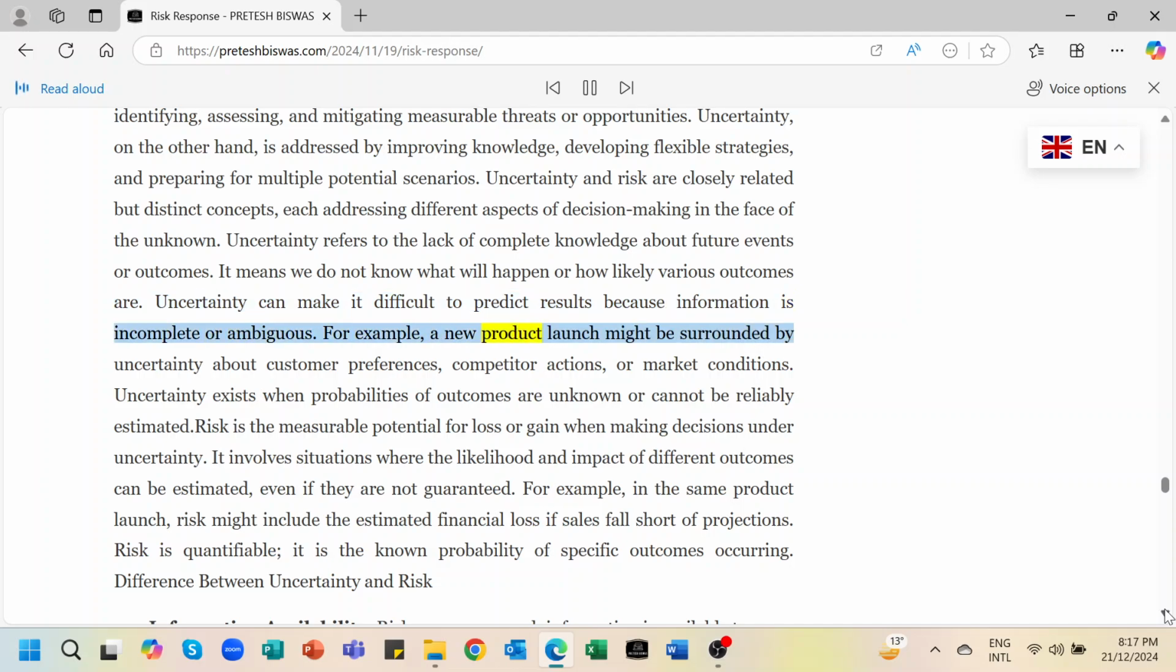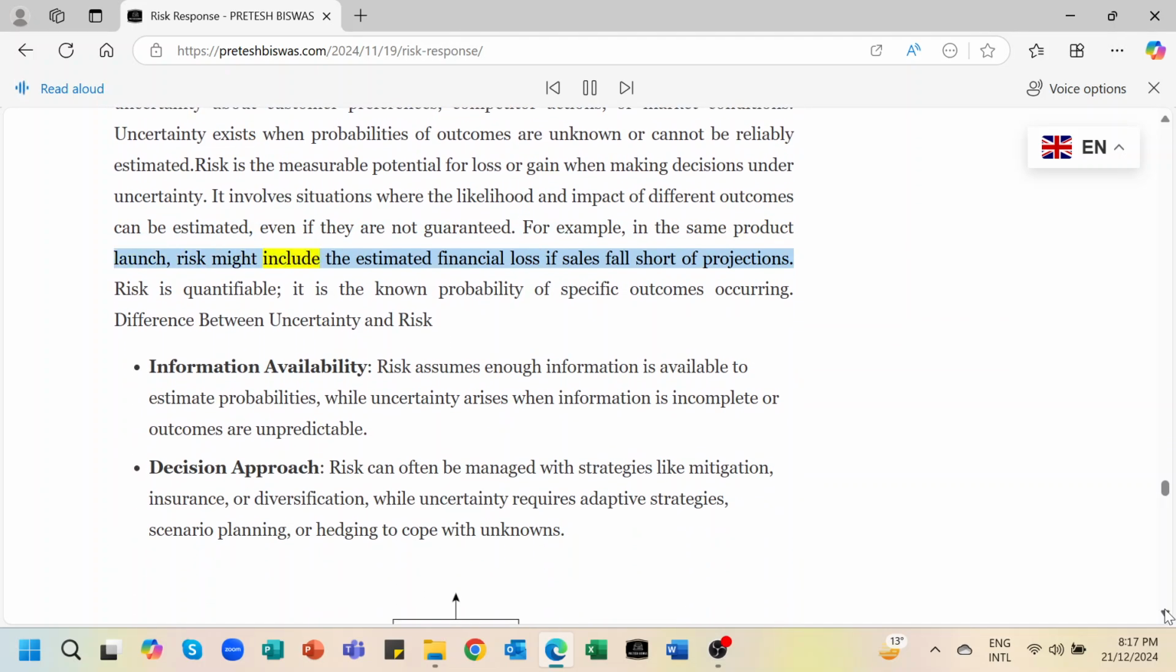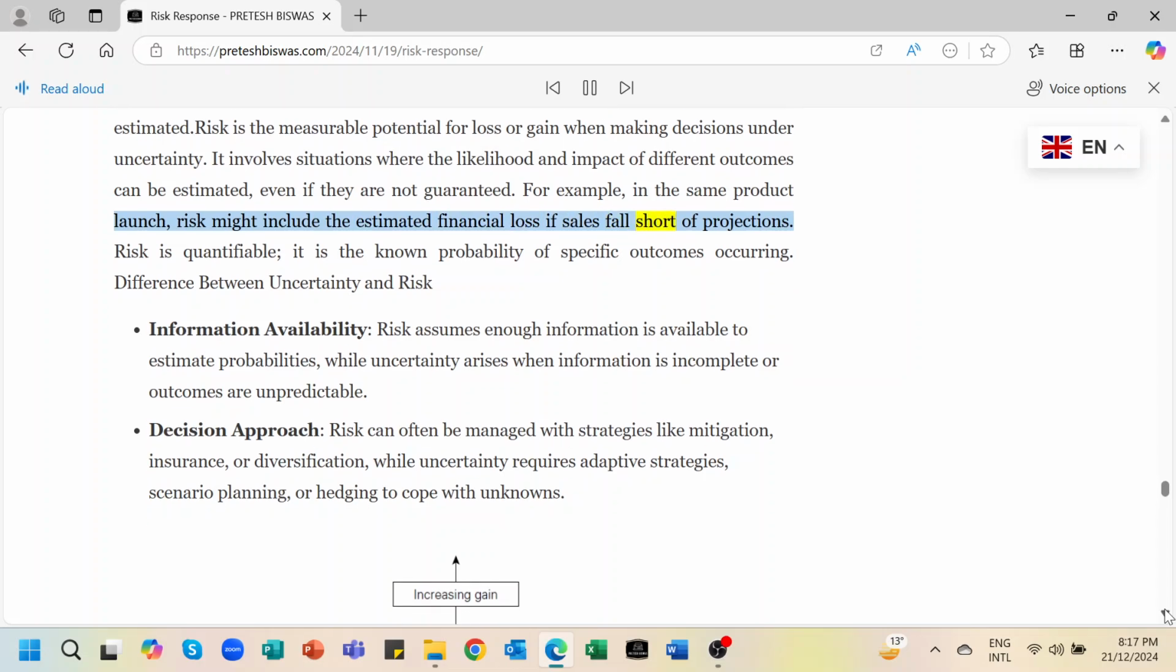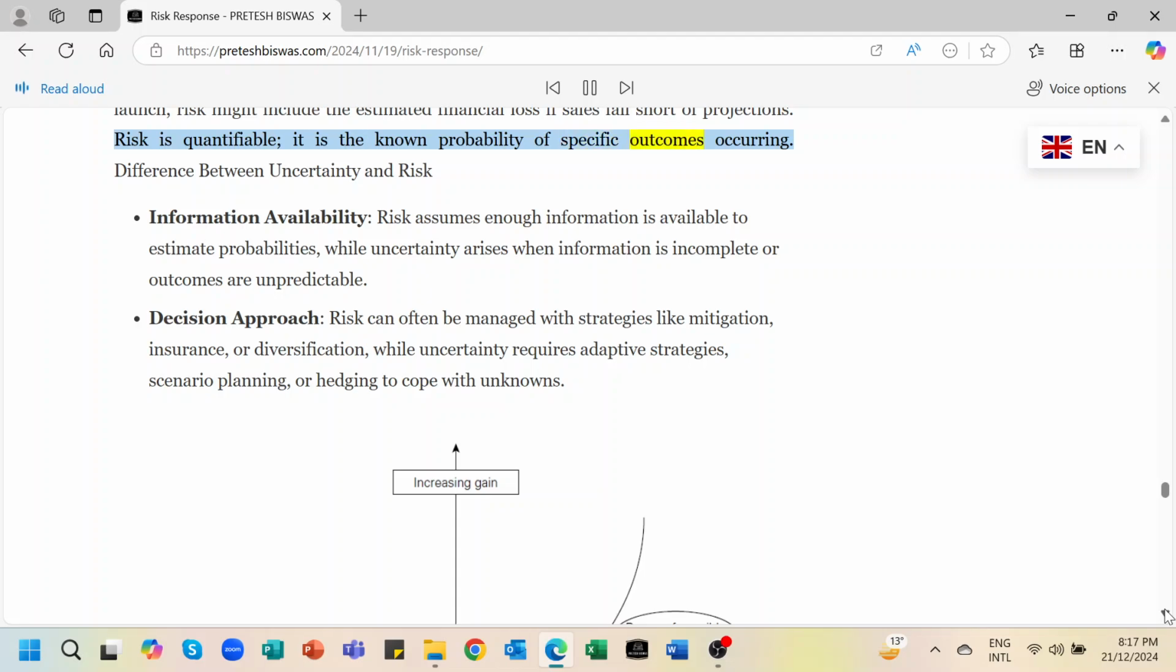For example, a new product launch might be surrounded by uncertainty about customer preferences, competitor actions, or market conditions. Uncertainty exists when probabilities of outcomes are unknown or cannot be reliably estimated. Risk is the measurable potential for loss or gain when making decisions under uncertainty. It involves situations where the likelihood and impact of different outcomes can be estimated, even if they are not guaranteed. For example, in the same product launch, risk might include the estimated financial loss if sales fall short of projections. Risk is quantifiable. It is the known probability of specific outcomes occurring.